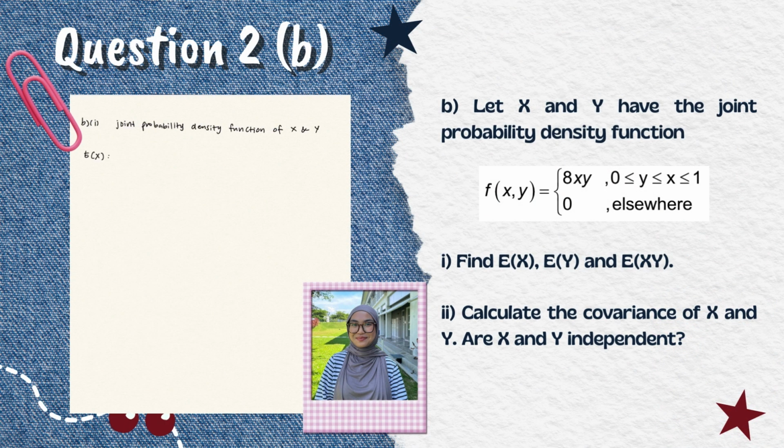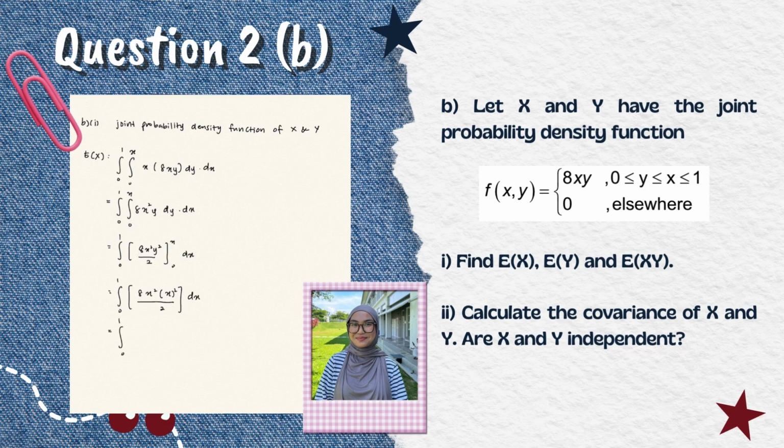Moving on to question B1, which is about the joint probability density function of x and y. So now we will find the mean of x, where we have to double integrate x times the function xy with respect to y and x. First, we integrate with respect to y and then with respect to x. After integrating both of them, we get the final answer, which is 4 over 5 or 0.8.